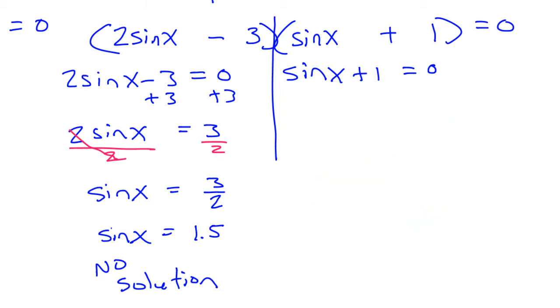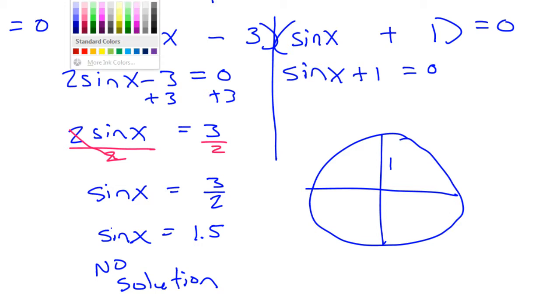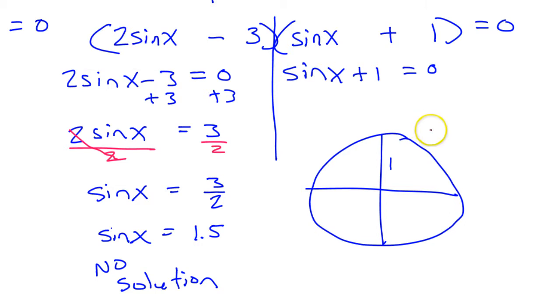looking at the unit circle to help focus our brains, the sine function is the y value on the unit circle. So the highest y value is going to occur right here, at 0, 1. There's no y value higher than this. This is the top of the mountain. So there is no sine value that's going to get up to 1.5. So that's why this is no solution.